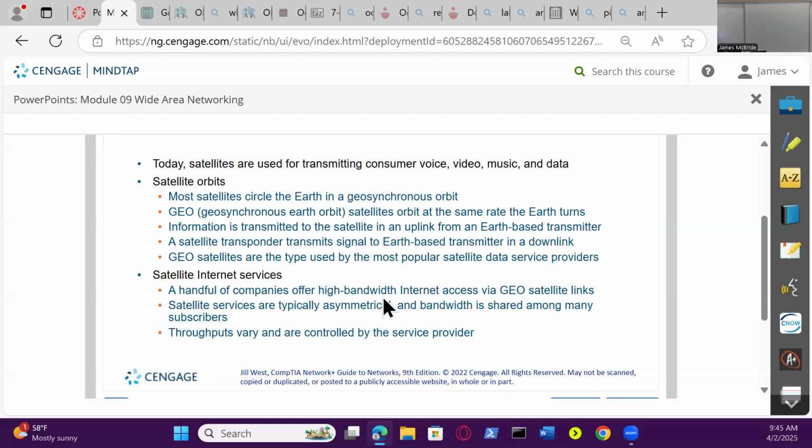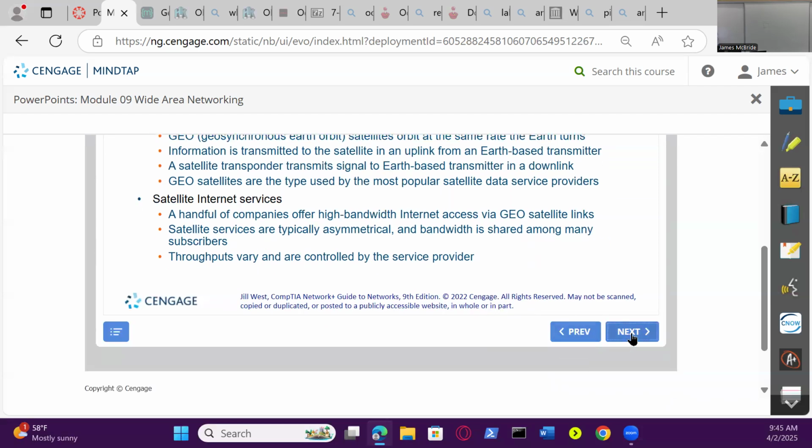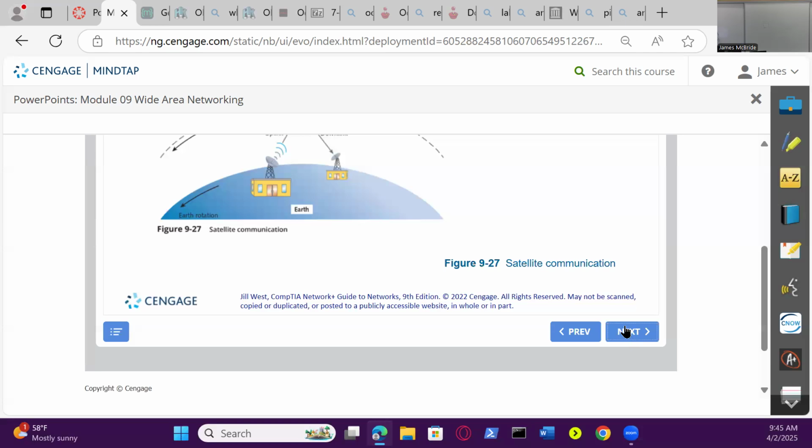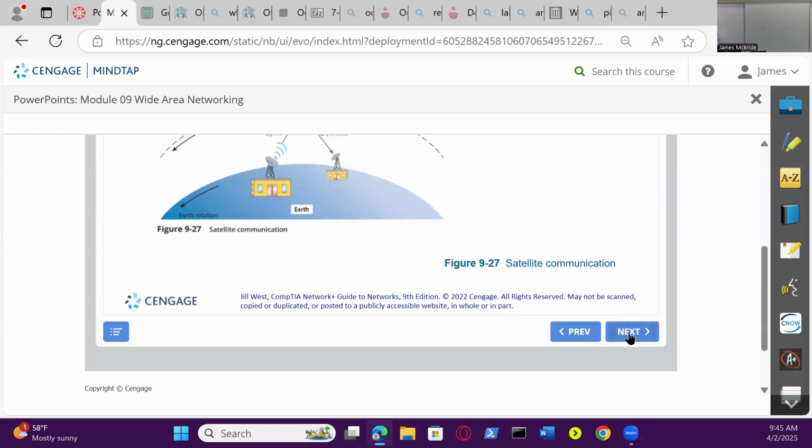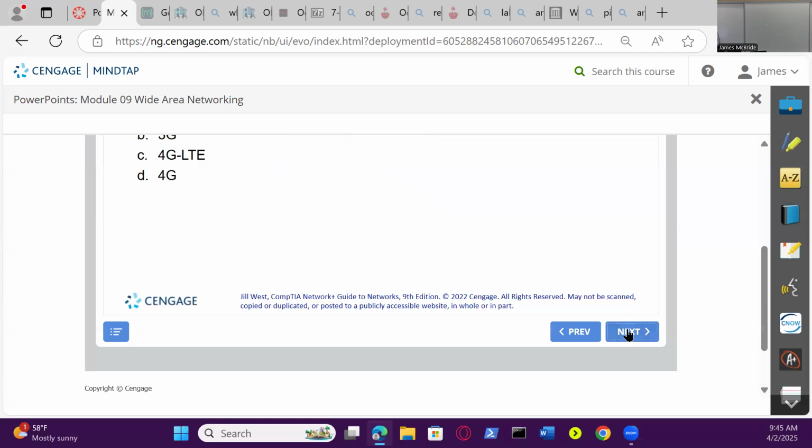A handful of companies offer high bandwidth internet through this. And honestly, if you're in Wyoming, that's the only way it's working for you. Otherwise, you're using a dial-up telephone. It's not going to be great. Starlink is one of those that does it.